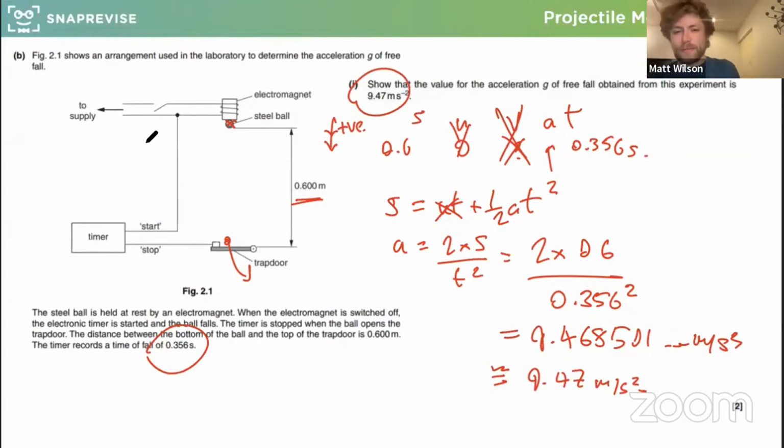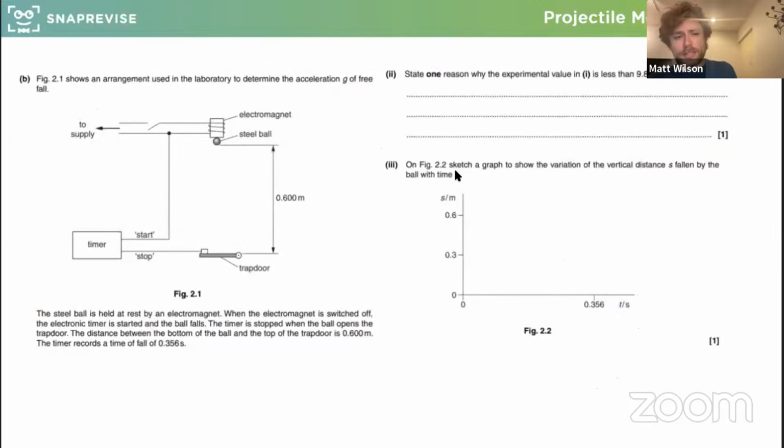So perfect, that's great. But it's a bit odd. We usually say that acceleration due to gravity is 9.81 meters per second squared. So what have we missed here? Well, they want us to know. They ask us to state one reason why the experimental value that's gotten here, 9.47, is less than 9.81. So remember, we got 9.47, which is strictly less.